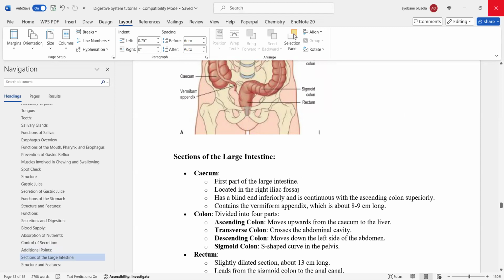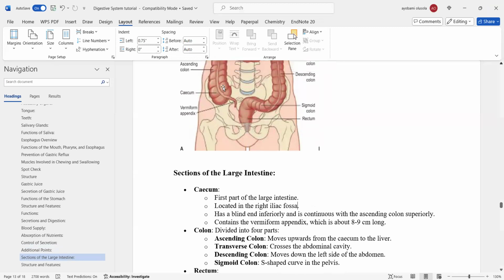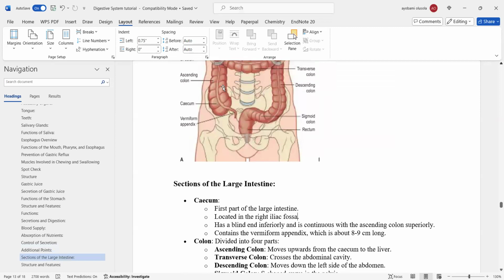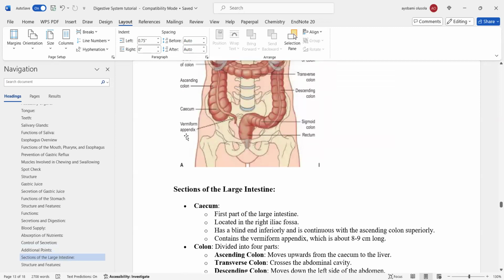It has a blind end and is continuous with the ascending colon superiorly. This is the cecum. It also contains the vermiform appendix. The colon is divided into four parts. We have the ascending colon, transverse colon. This is the ascending colon. This is the transverse colon. We have the descending colon and the sigmoid colon.